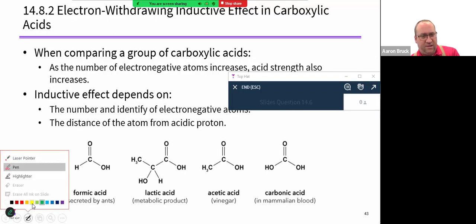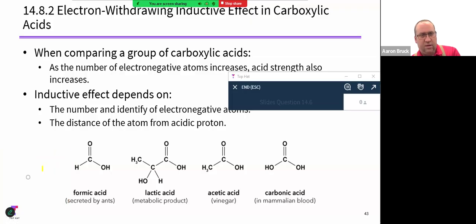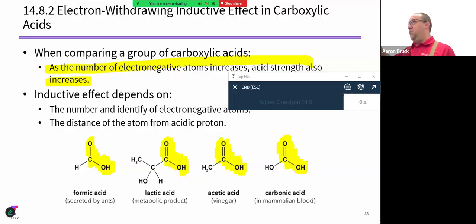And so if I look at this, this is kind of the key principle here. The more electronegative atoms there are, the stronger the acid is going to be. And so we can see that all carboxylic acids have this group in common. In fact, that is the defining feature of a carboxylic acid, that linkage there. That's called the carboxylate group.